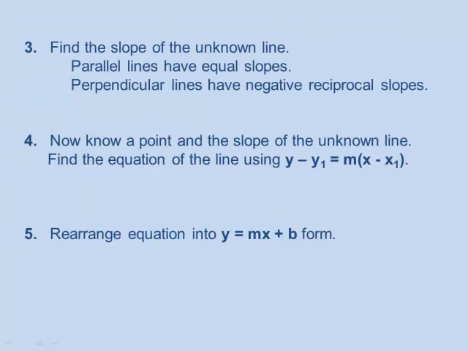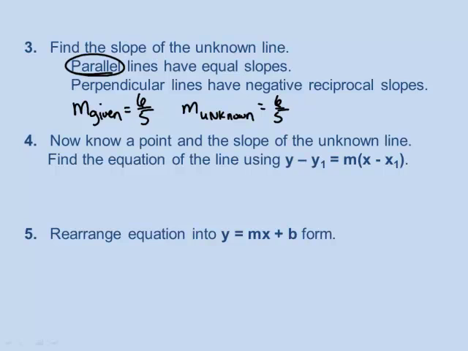Third step, find the slope of the unknown line. And that also is very easy because if we know the slope of our given line, which ended up being a positive 6/5, the slope then of our unknown line also will be a positive 6/5 because parallel slopes are the same.